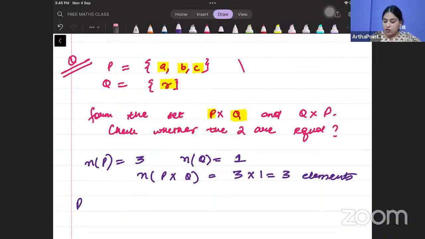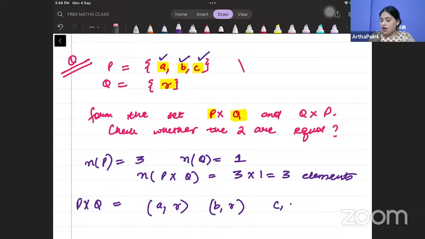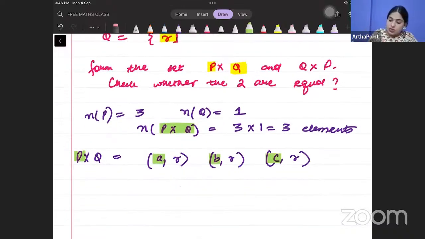अब P cross Q निकालो, find out P cross Q. So order में रखना है, P cross Q has to come in the order. So you will take (a, r), (b, r), (c, r). The first element will be of P because we have to see that this is P cross Q. So P का element पहले रखना है. We have to keep the first element of P. So beta, this will be P cross Q. I hope this is clear to you. Now, you just write this inside a set.